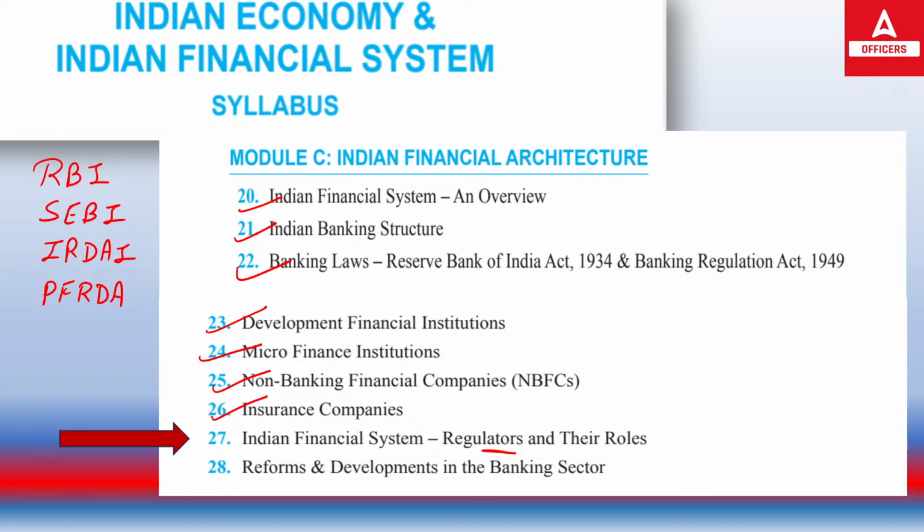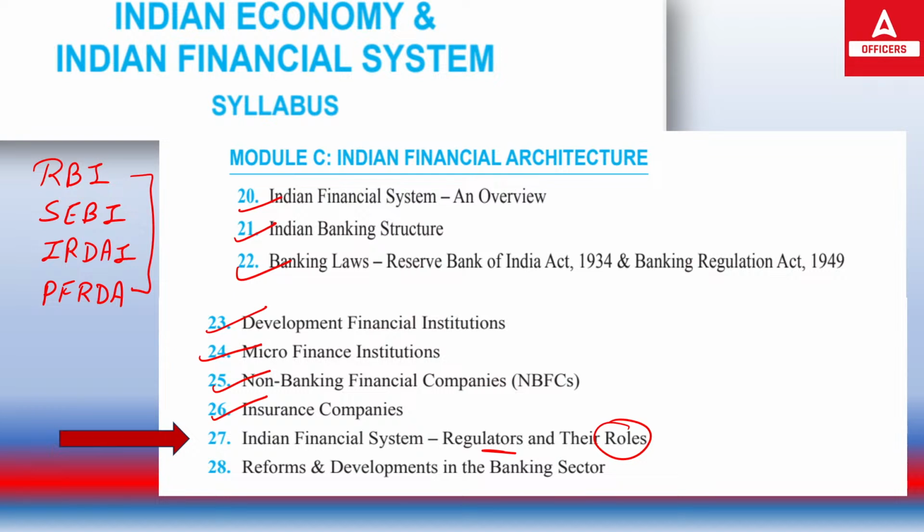Then we have IRDA. It stands for Insurance Regulatory and Development Authority of India. It regulates the insurance business of our country. And the last one we have is PFRDA, the Pension Fund Regulatory and Development Authority. That is the regulatory body for the pension market. So all these are the regulatory bodies of our country, which regulate a certain sector of the economy. On these regulatory bodies, we have to study their roles, their functions, and their objectives of working in a particular sector. That's what unit number 27 is all about.